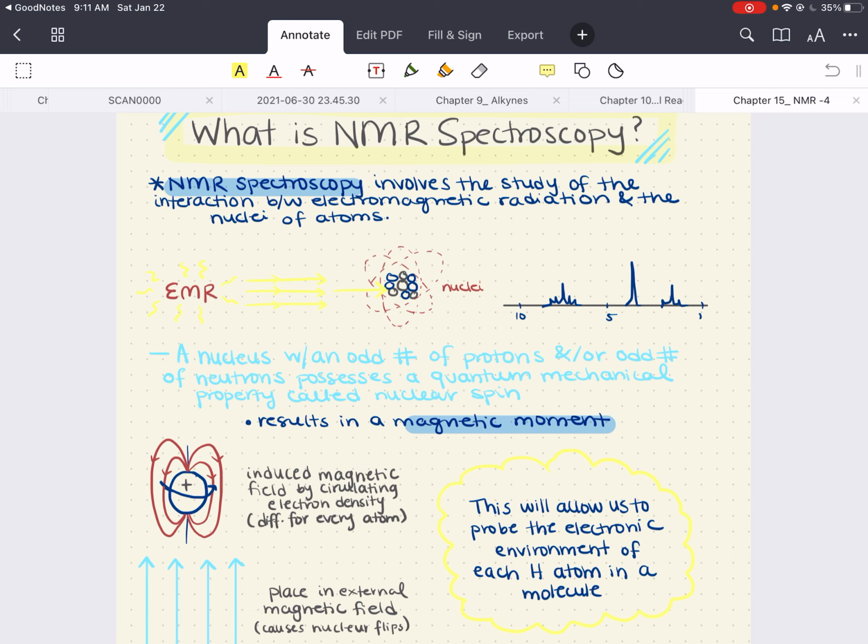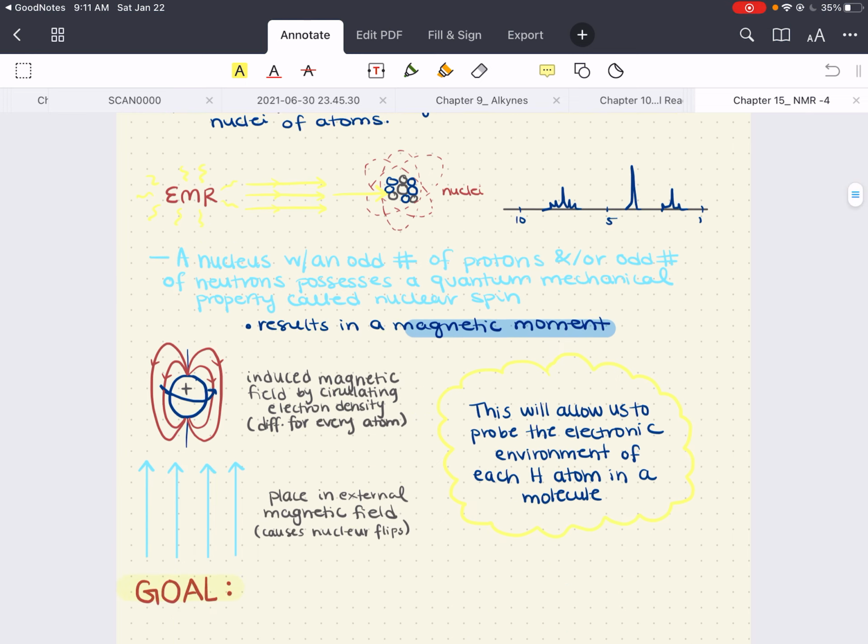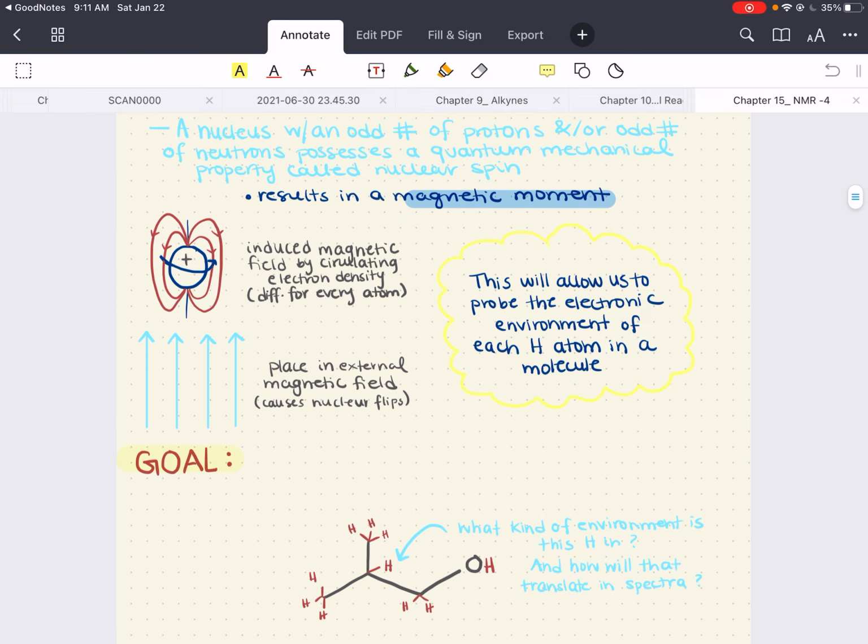So let's take a nucleus occupying some arbitrary alpha spin state, and then we subject it to an external magnetic field and to electromagnetic radiation. Absorption can take place if the energy of the photon is equivalent to the energy gap between the spin states. The absorption is going to cause this nucleus to flip to a different spin state, and this nucleus is said to be in resonance, thus the term nuclear magnetic resonance.